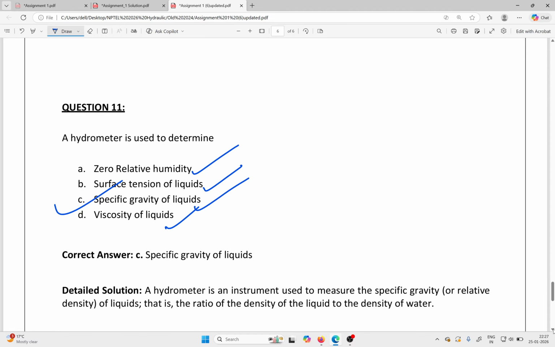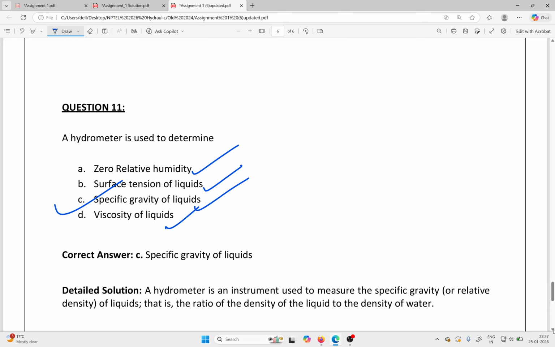So, okay, just let me put on the battery of the laptop. Okay. So here you can see option C is correct for question number 11.